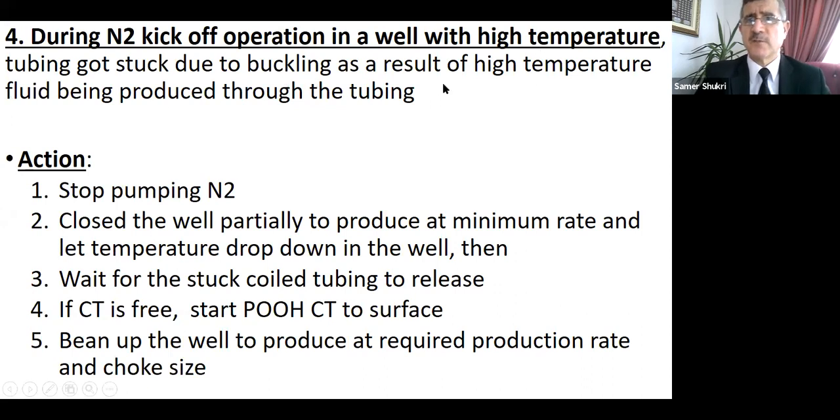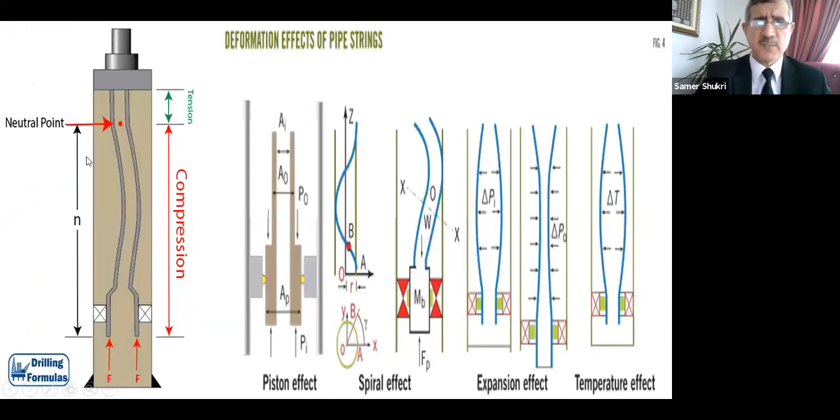We have buckling of the tubing, and in this case, the coil tubing got stuck. You see, this is the tubing. When it heats up, it will expand. When expanding, it will be like this. And inside it, there is coil tubing. It will be welded like this. So if it is welded like this, it will not be allowed to move up or down. In this case, we have to reduce. We stopped nitrogen lifting the well till the temperature dropped down. After that, we continued and pulled coil tubing out to surface.